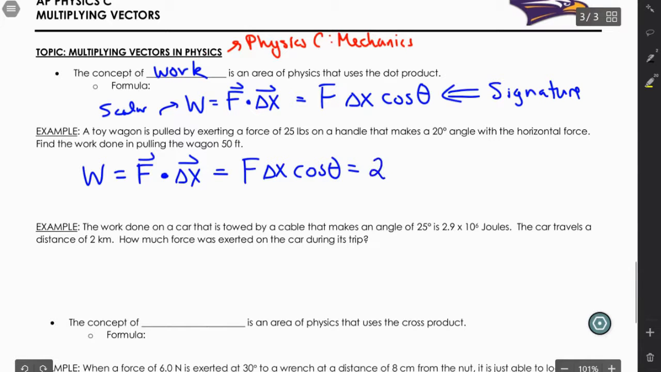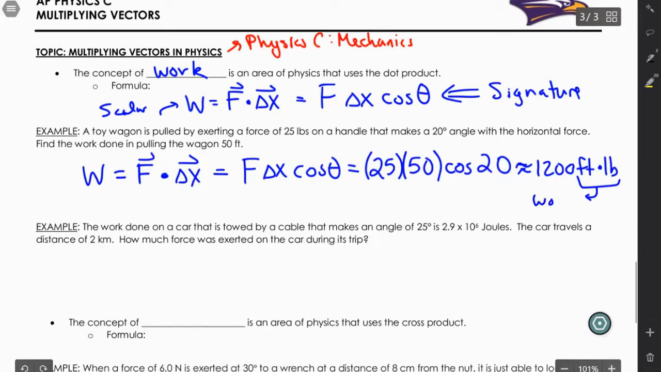So it's going to be a force of 25 pounds. I know these are the US customary units, but it's okay. Our unit won't be joules in the end or newton meters in the end. It'll be something different, okay? So you got 25 pounds exerted for 50 feet at an angle of 20 degrees. And you get approximately 1,200 foot-pounds, right? This is still a unit of work because it's force times distance, okay?